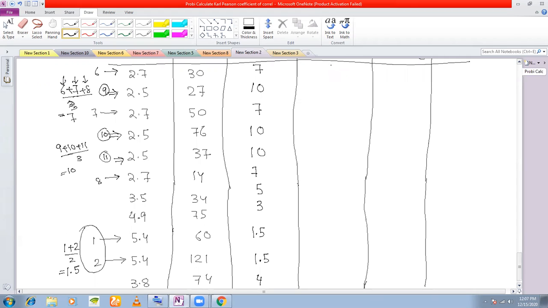Similarly, we do it for the Y series. I'll just write the ranks. Y does not have any tied ranks, I think.